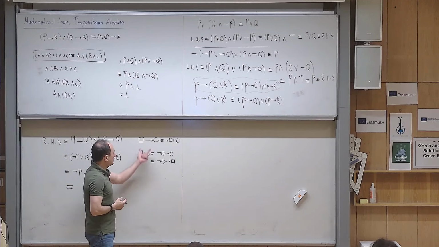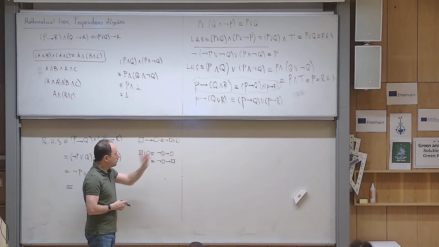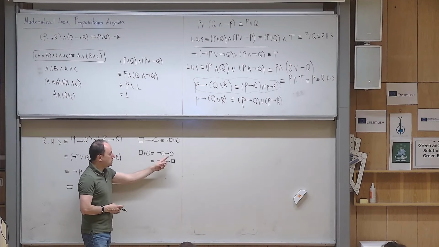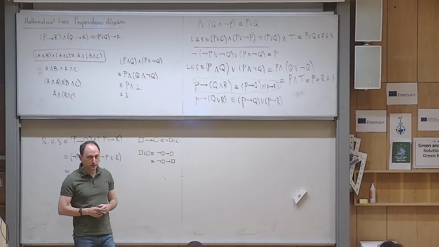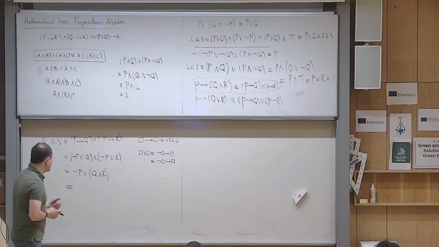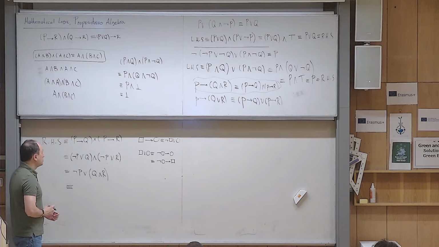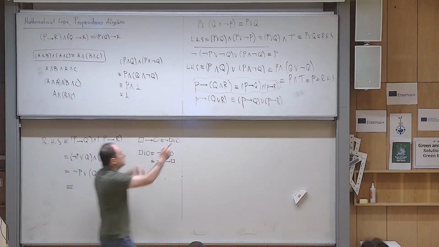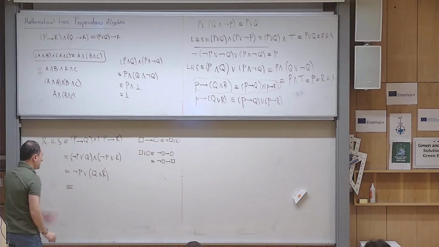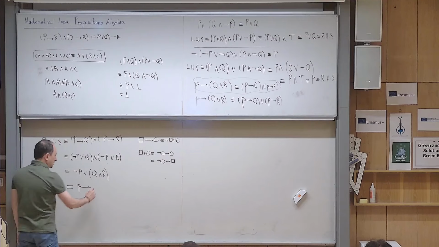So you be careful. If I want to go from a conditional to a disjunction, there is only one way to do it. But if I want to go from a disjunction to a conditional, I can do it in two ways. So now I want to go from a disjunction to a conditional. Why? Because I need a conditional on the left side. So what can I write? If P, then Q and R.